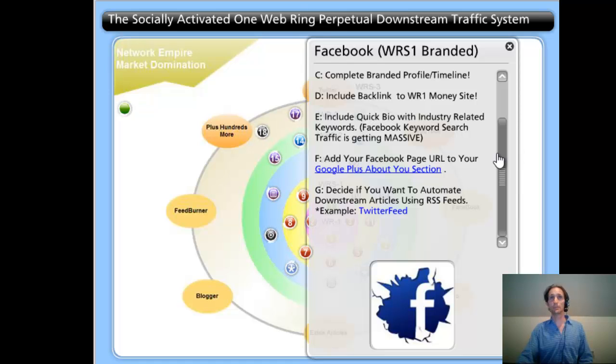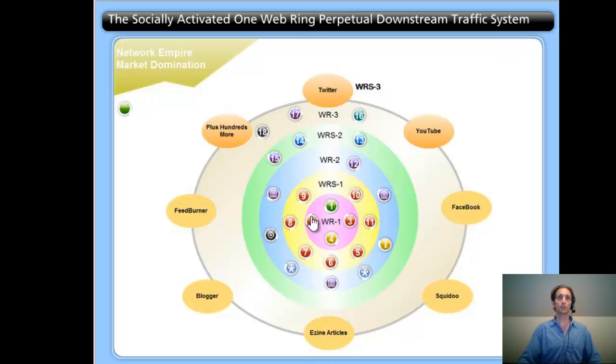You want to decide whether or not you want to automate your downstream articles to your WR1s. I do automate some of my items, and that's a call that you have to make in the tech field. It's okay to do that. You don't want your WR1 fan page to appear too automated. You want to hand curate some of those posts. Okay, and we get into more of that in the course.